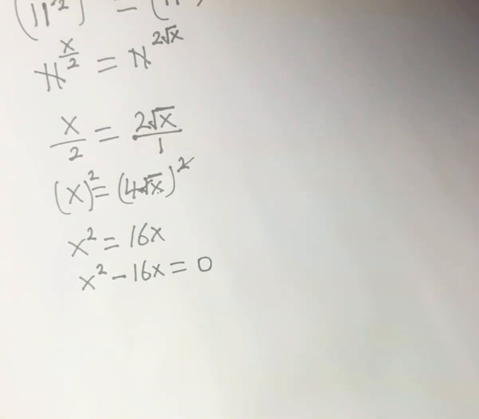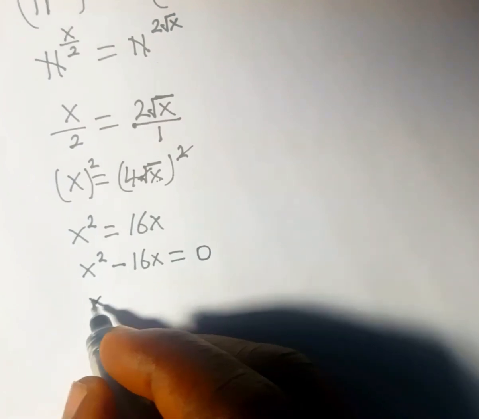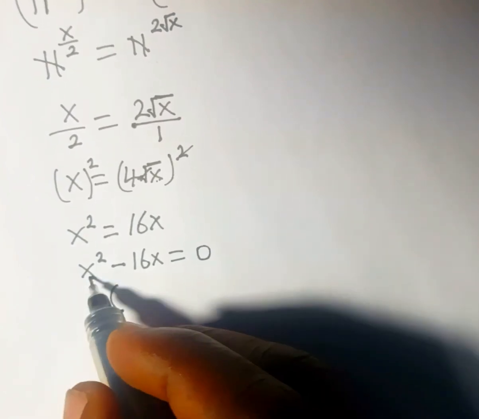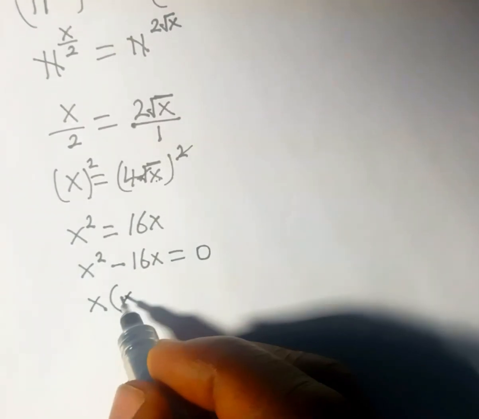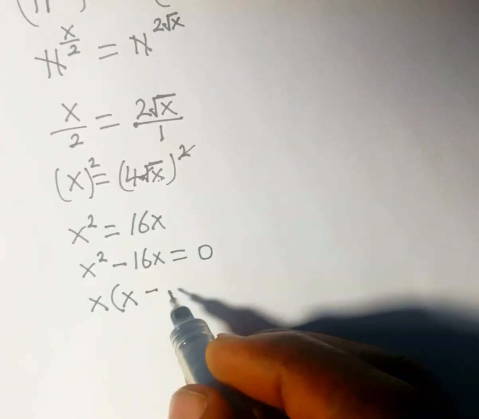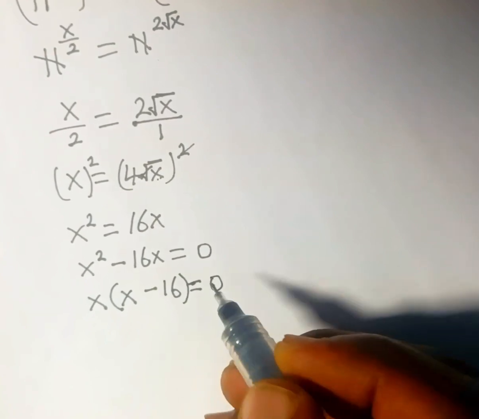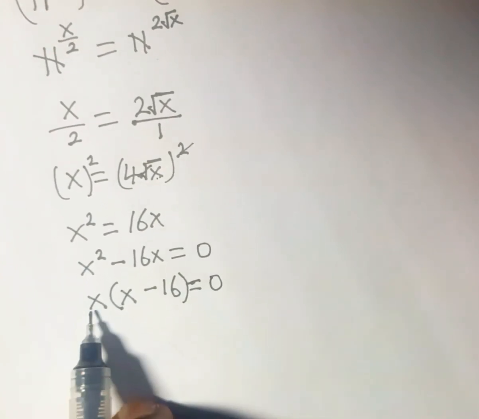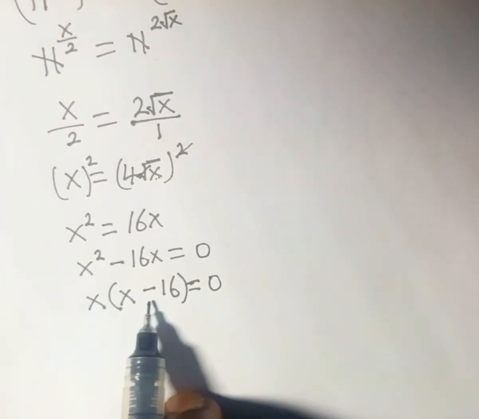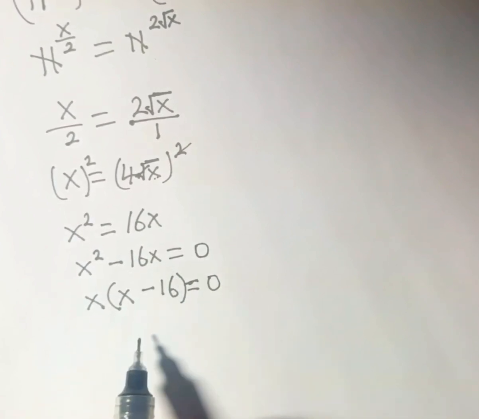Now what do you notice in this quadratic equation? x is common, so we're going to factor out x. Then we open bracket: x squared divided by x will just remain x, minus 16x divided by x will remain 16, which is equal to 0. So when you use this x outside the bracket to open this bracket, we still get back x squared minus 16x.